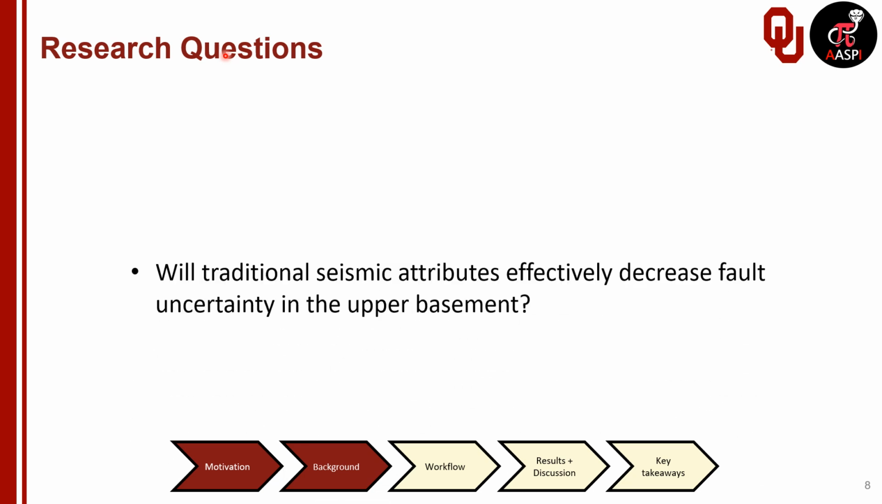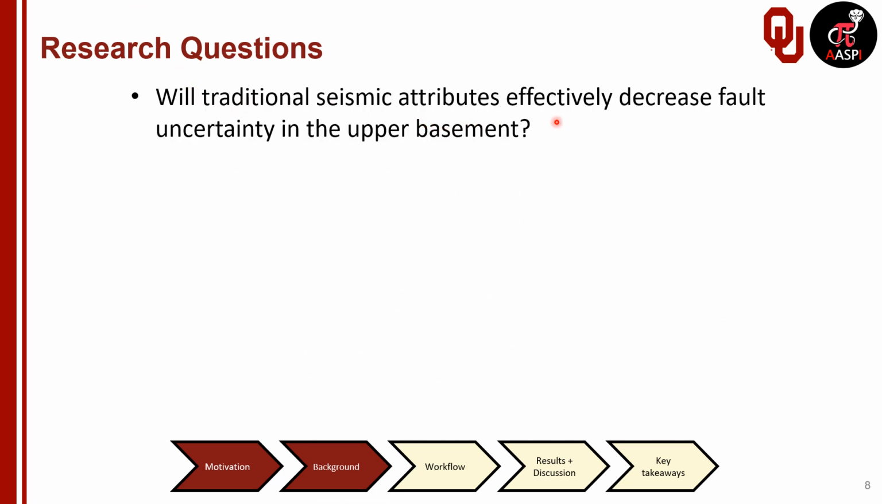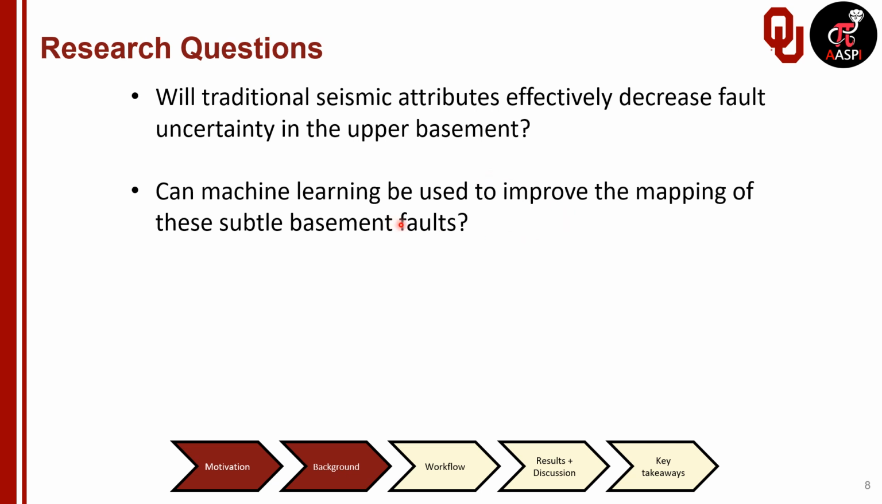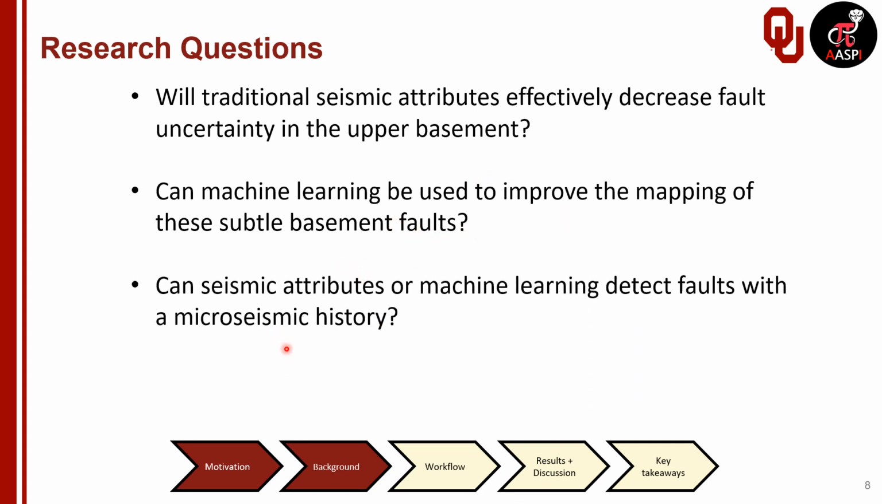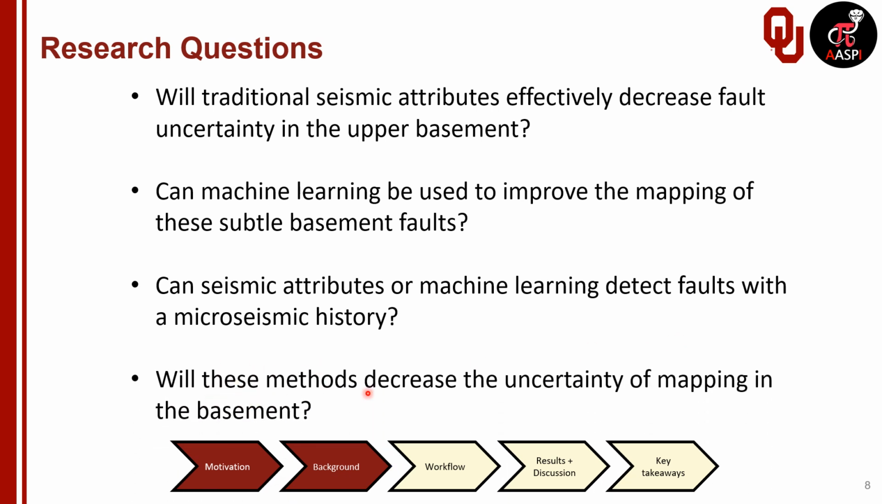Why we care? Well, traditional seismic actions effectively decrease fault uncertainty in the upper basement. Can machine learning be used to improve the mapping of these little basement faults? Can seismic attributes and machine learning detect faults with a microseismic history? Will these methods decrease the uncertainty of mapping in the basement?